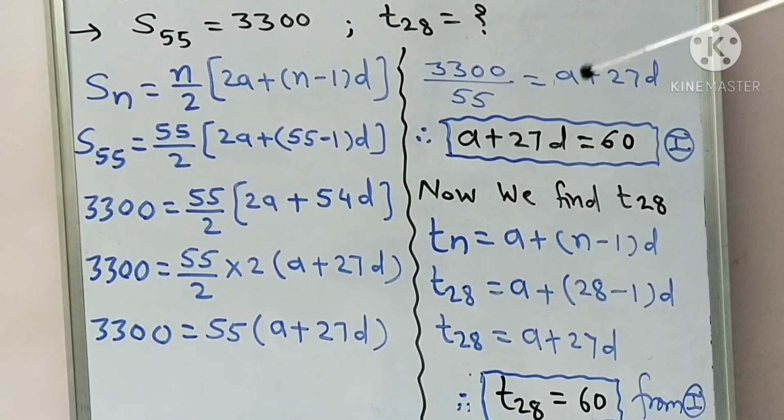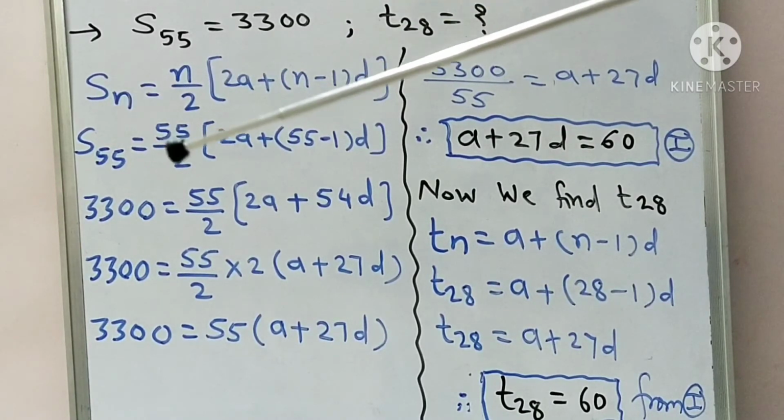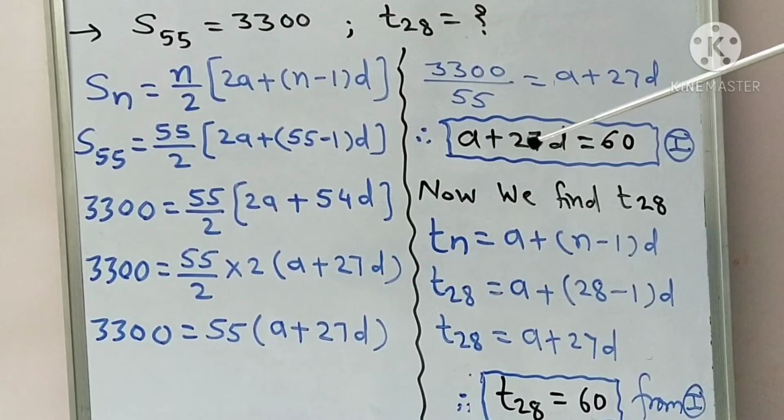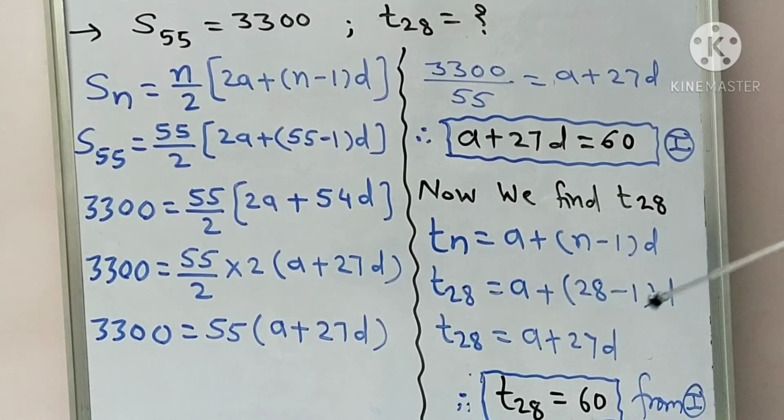Understood students what we did here? Using the value of S55 as 3300, that is, using the formula of Sn, first we simplified, we got one equation in terms of a and d, and that value we got as 60, and the same equation we got for T28. Okay, so like this you solve this example for 3 marks.